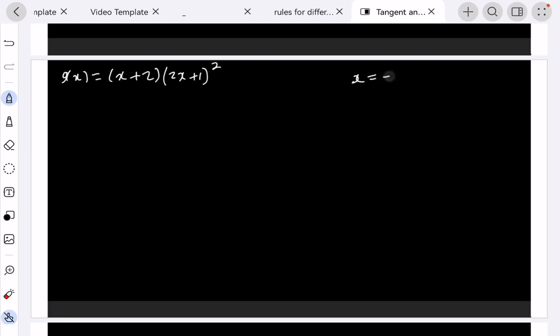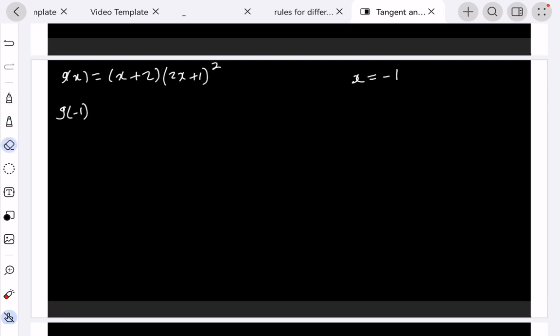So they give us x. So we know if we have only x, we need the y coordinate and we need the gradient. Then we calculate, because it's only the tangent. If it's a normal, after the gradient you must do the normal gradient, right? Because the gradient we get from the differentiation is for the tangent every time, right? So now we must first get the y. So g of minus 1.